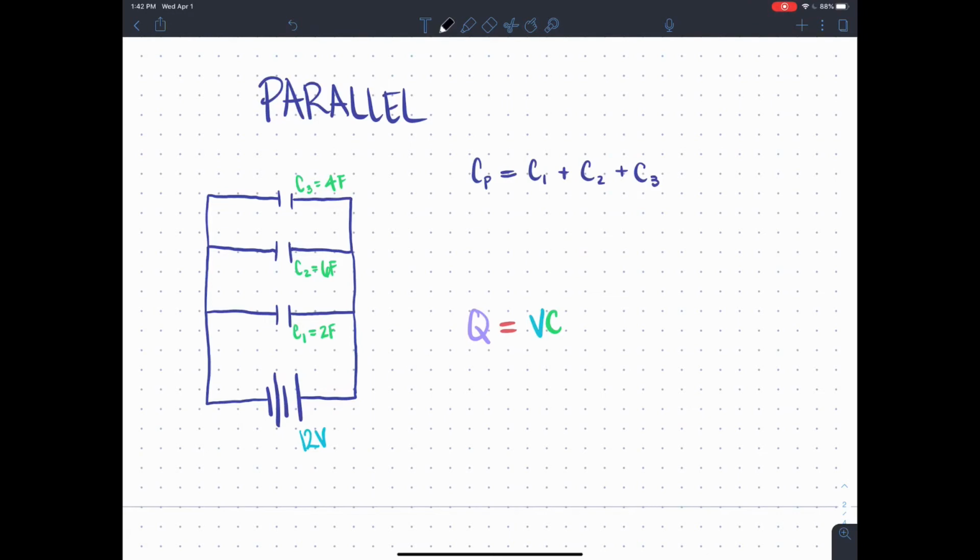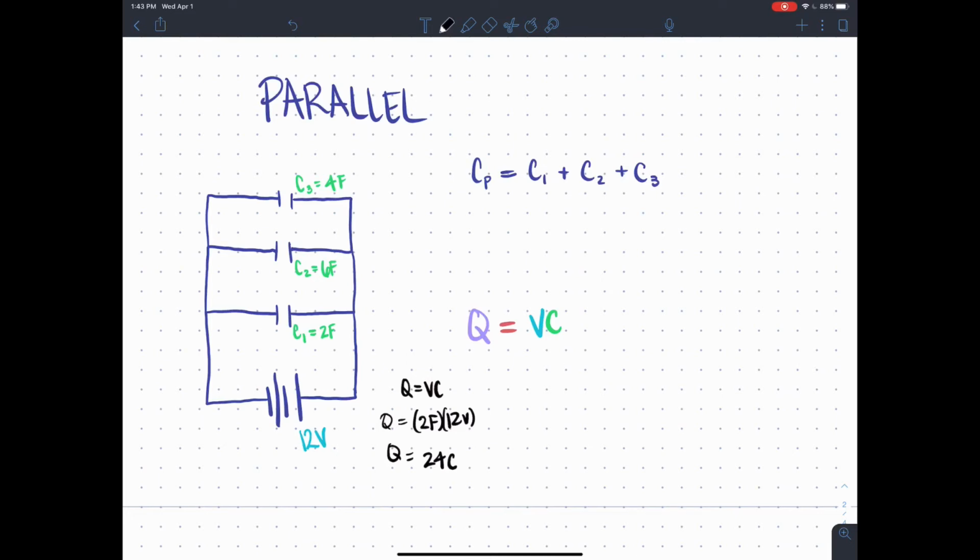And so even if we wanted to, we could just find out the charge that is going through each one of these capacitors. So we could take this first capacitor, for example, that has a capacitance of 2 farads, and we can just use this equation, Q is equal to VC. The first capacitor is 2 farads times the voltage of the battery of 12 volts in order to find the Q, or the charge, of 24 coulombs.